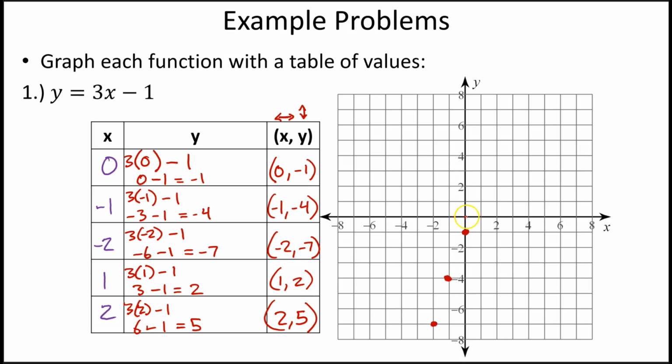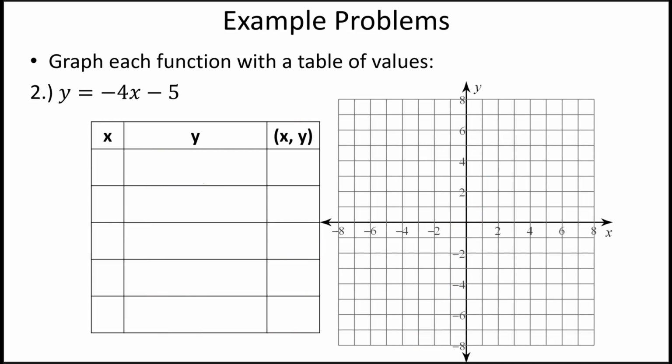And I keep going. So 1, 2 is positive 1, positive 2, so right 1, up 2. Positive 2, positive 5, so right 2, up 5. And now I have all my points. We can kind of see that it's forming a straight line. So we go ahead and we connect it with a straight line. Okay? And that is graphing that function.